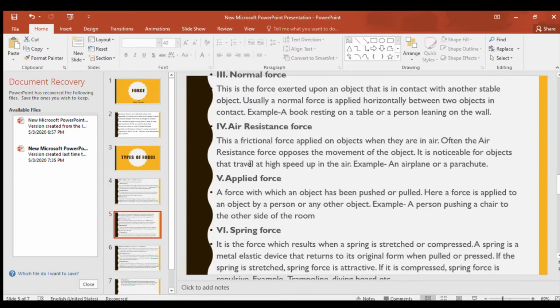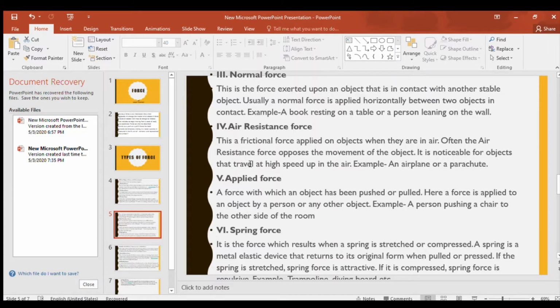And the next is normal force. This is the force exerted upon an object that is in contact with another stable object. Usually, a normal force is applied perpendicularly between two objects in contact. For example, a book resting on a table or a person leaning on the wall. Air resistance force is the frictional force applied on objects when they are in air. Often the air resistance force opposes the movement of the object. It is noticeable for objects that travel at a high speed in the air, for example, an aeroplane, a parachute, or a helicopter.